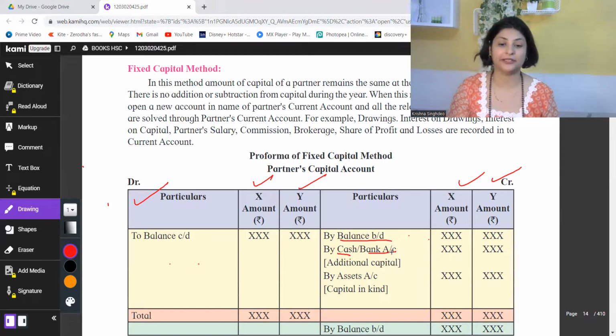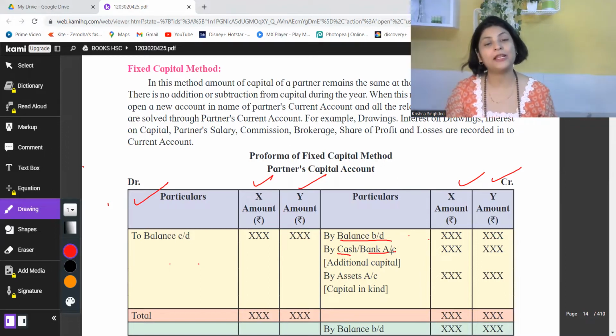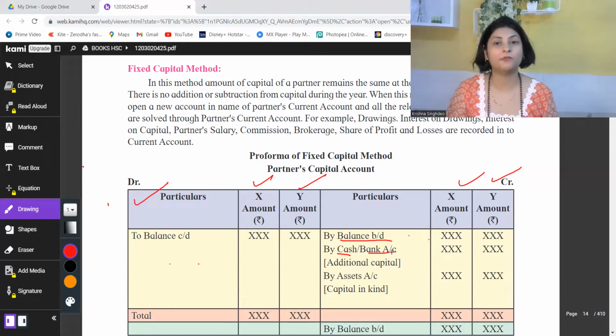What else can come on the credit side? Sometimes it happens that the balance is brought forward from the last year, means balance brought down will be there, and cash and bank account will also appear on the credit side. Why is cash and bank account going to appear? This is a possibility that one of the partners or both the partners or whatever number of partners are there are introducing further capital. In case they introduce further capital, which is called additional capital, then also it has to be recorded, and it will be recorded on the credit side. So as you can see over here, it is written additional capital.